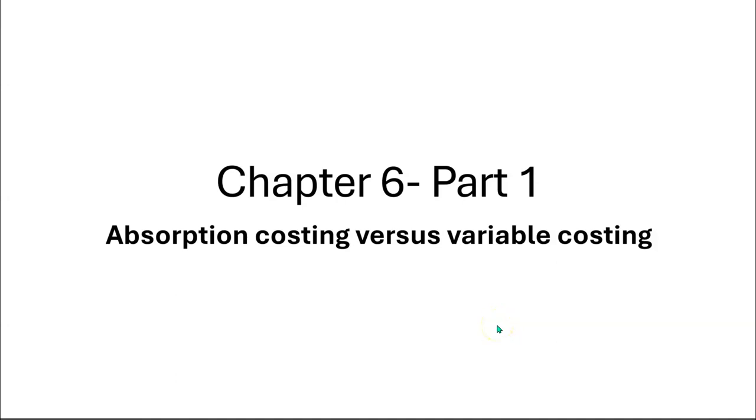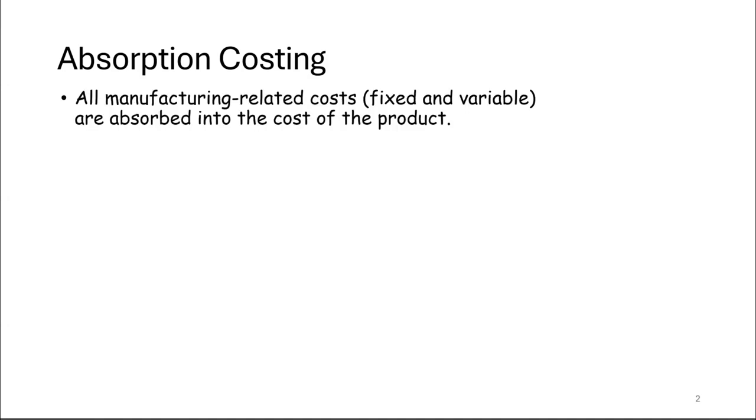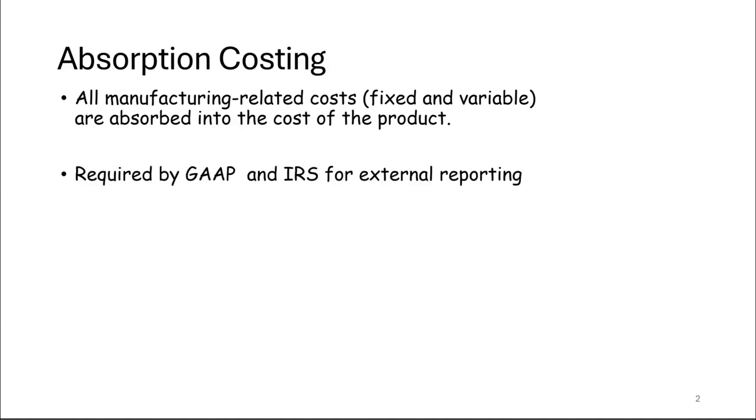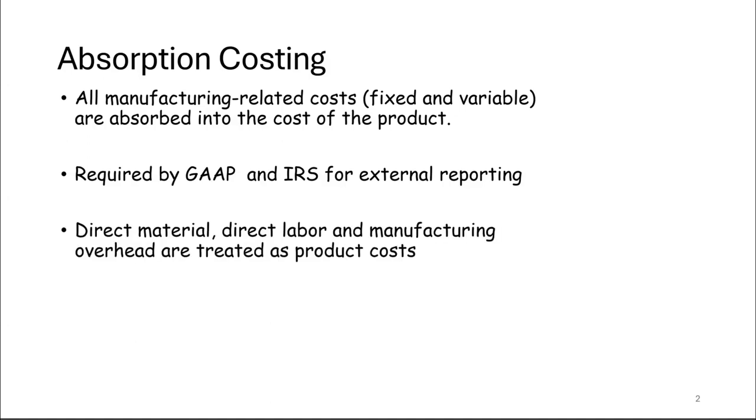Chapter 6, Part 1, we're going to look at absorption costing versus variable costing. Absorption costing is primarily for external reporting because all manufacturing-related costs, fixed and variable, are absorbed into the cost of the product, required by GAAP and IRS for external reporting.